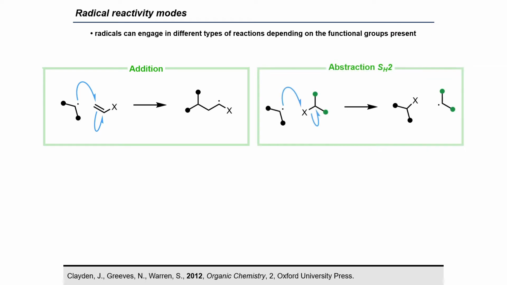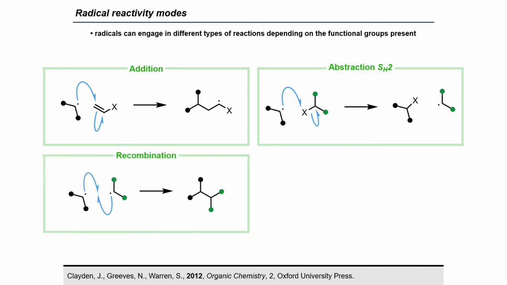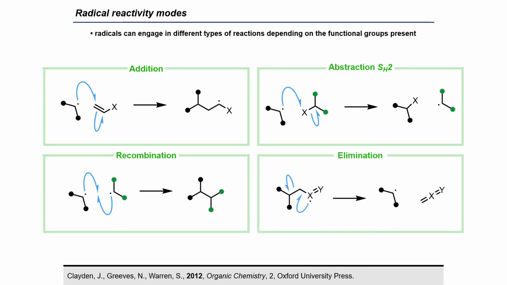The second reactivity mode is abstraction, or substitution, and in contrast to polar processes, this typically occurs at a monovalent atomic centre, depicted here as X, rather than at a carbon centre. The third reactivity mode is recombination, whereby two radical species come together to form an electron-paired species. The final form of reactivity is elimination, where a radical species fragments, liberating a molecule, typically a gas such as nitrogen or CO2, and generates another radical species.